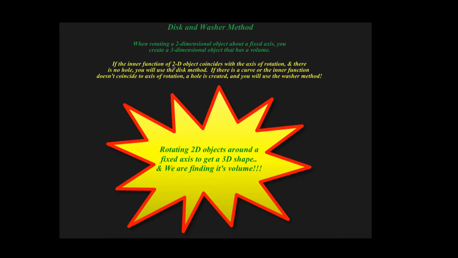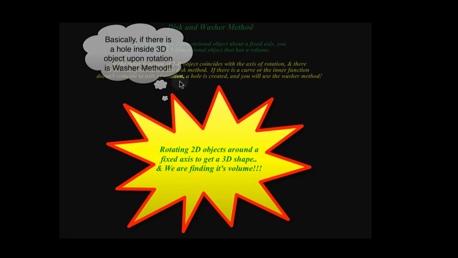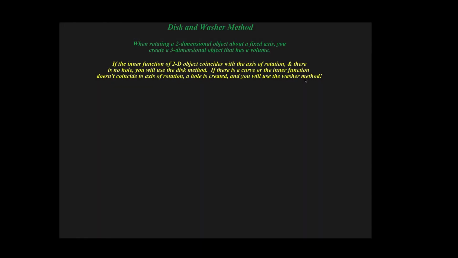Today we're going to be looking at the disk and washer method, two methods that you can use to find the volume. So as I said, if I'm rotating a 2D object about a fixed axis, you're going to create a 3D object and it's going to have a volume. If the inner function coincides with the axis of rotation and there's no hole, you're going to be using the disk method. If there is a hole and they don't coincide, or it's a curved function, then you're going to be using the washer method.